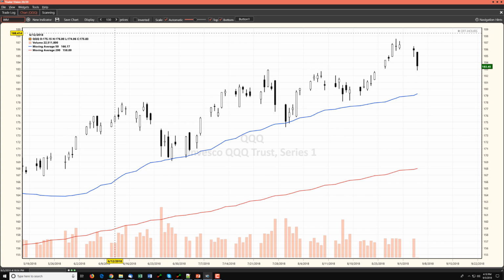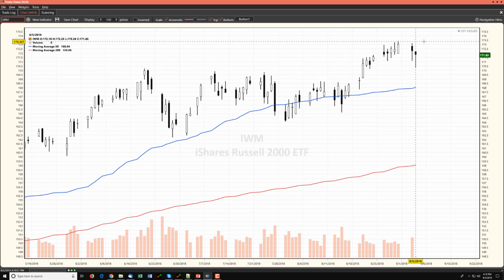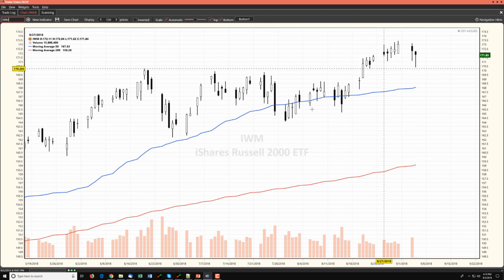And then the small caps, the IWM, again a hammer, came back dramatically from where it was down for the day. It's still down, but not nearly as bad as it could have been. Again, you can see that strong trend up and the very short-term trend down. So that's what the markets look like.